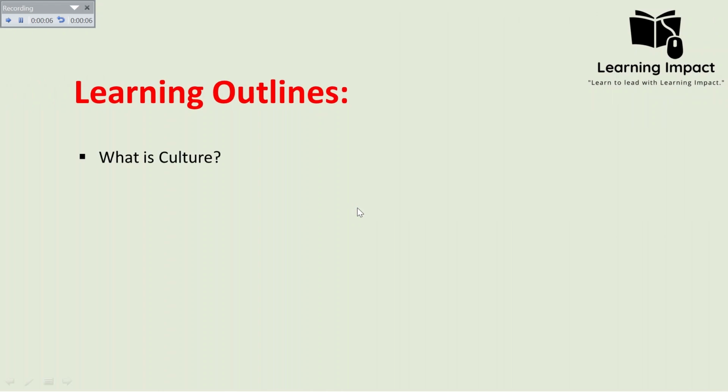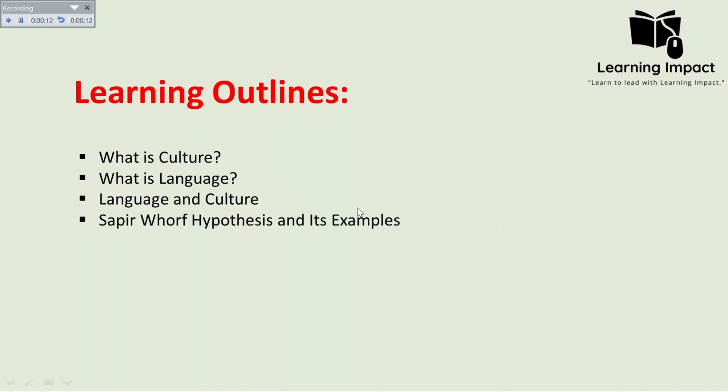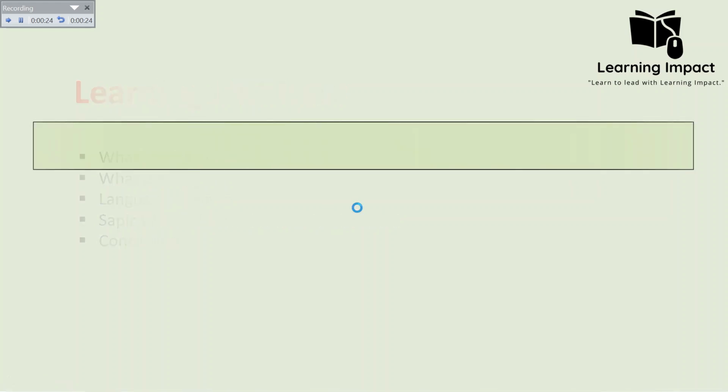In today's lecture, we will discuss what culture is, what language is, and how culture and language are interrelated. What is meant by the Sapir-Whorf Hypothesis? We will discuss some of its examples, and then at the last, we will draw a conclusion of the Sapir-Whorf Hypothesis and the relationship of culture and language. So let's start. First, we have to look into the definition of culture.